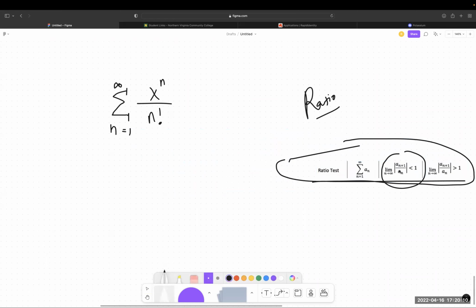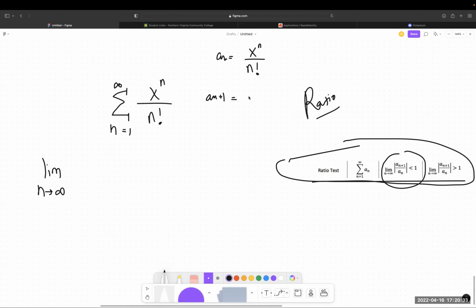And what does it say? It says to take the a of n plus 1 over the a of n and take the limit of that, basically, the absolute value. So we're taking the limit of, well, what are we going to do? We're going to do the a of n plus 1. So what is the a of n? Well, the a of n is just what we have here. That's the a of n. What is the a of n plus 1?